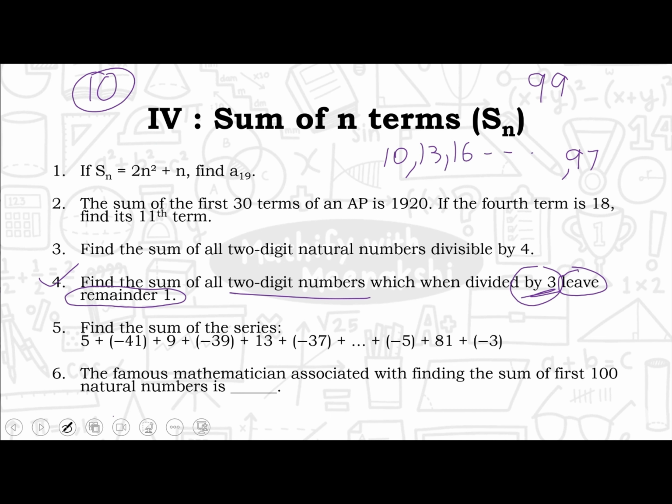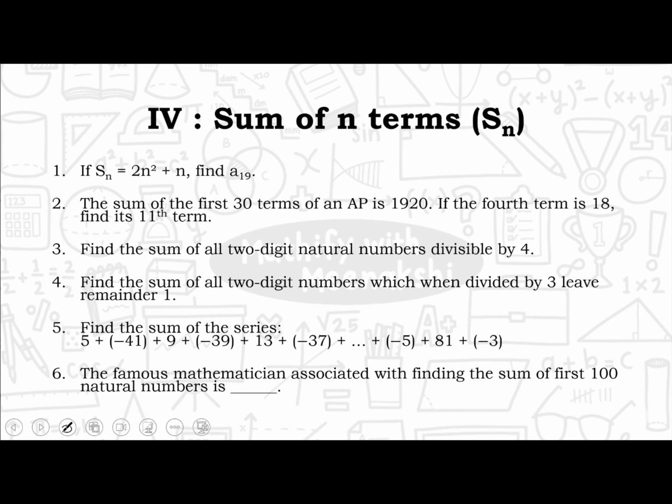Now I told you AP, you will again use the same concept: first you will find n using the formula 10 plus n minus 1 d, and that d is 3. You will find n first and then you will find Sn using the formula n by 2 into a plus an, because you know your a and an. So I think you can do this question on your own because the main thing that I want to tell you is AP. That is more important. So let's move to question number 5.